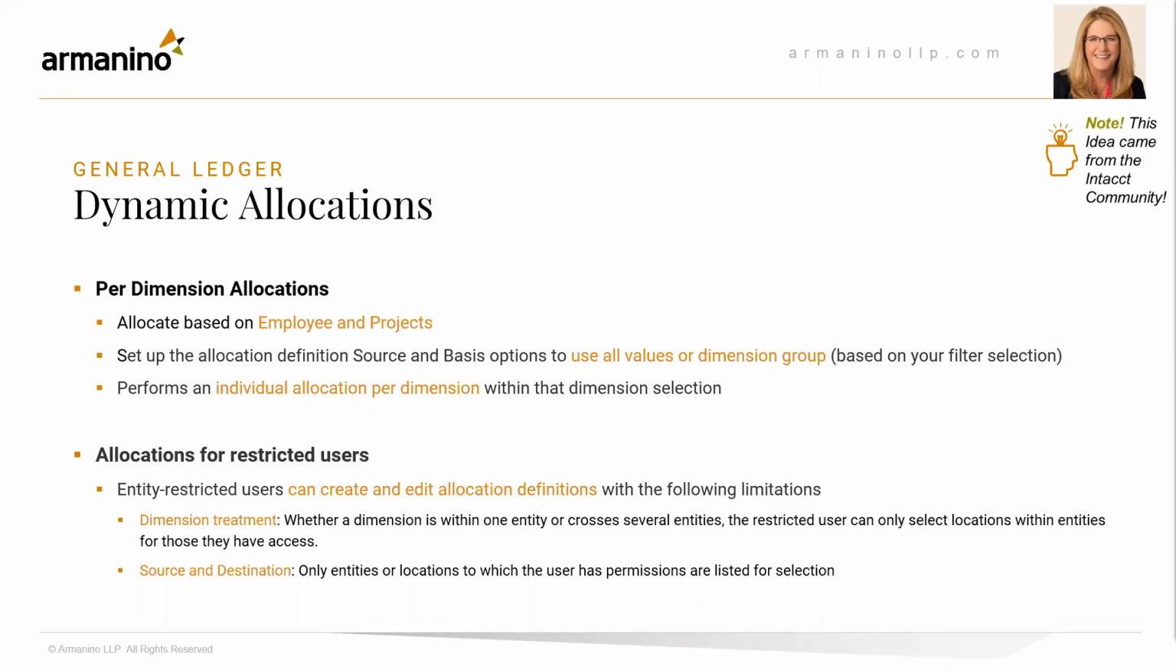They've also expanded the use of allocations for restricted users. So if you are an entity restricted user, you only have access to certain companies within your instance, you can now create and edit allocation definitions with the following limitations. So dimension treatment. If you are limited to only whether dimension is within one entity or crosses several entities, the restricted user can only select the locations within their entities. And then source and destination, only entities or locations which you have permission to are available for your selection.